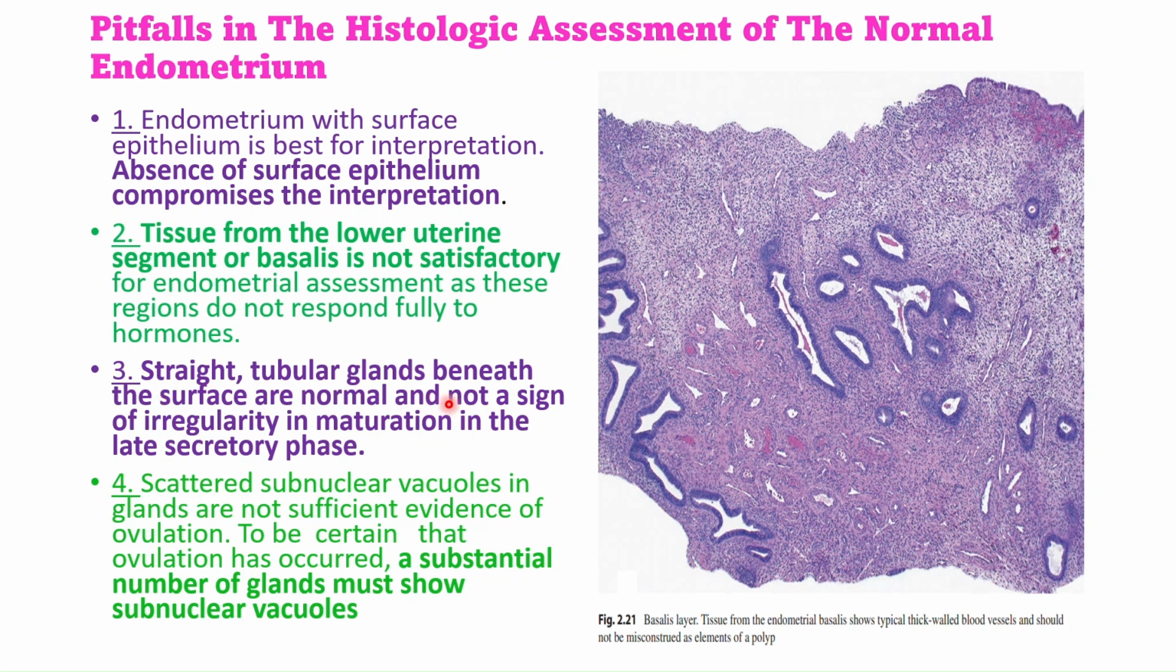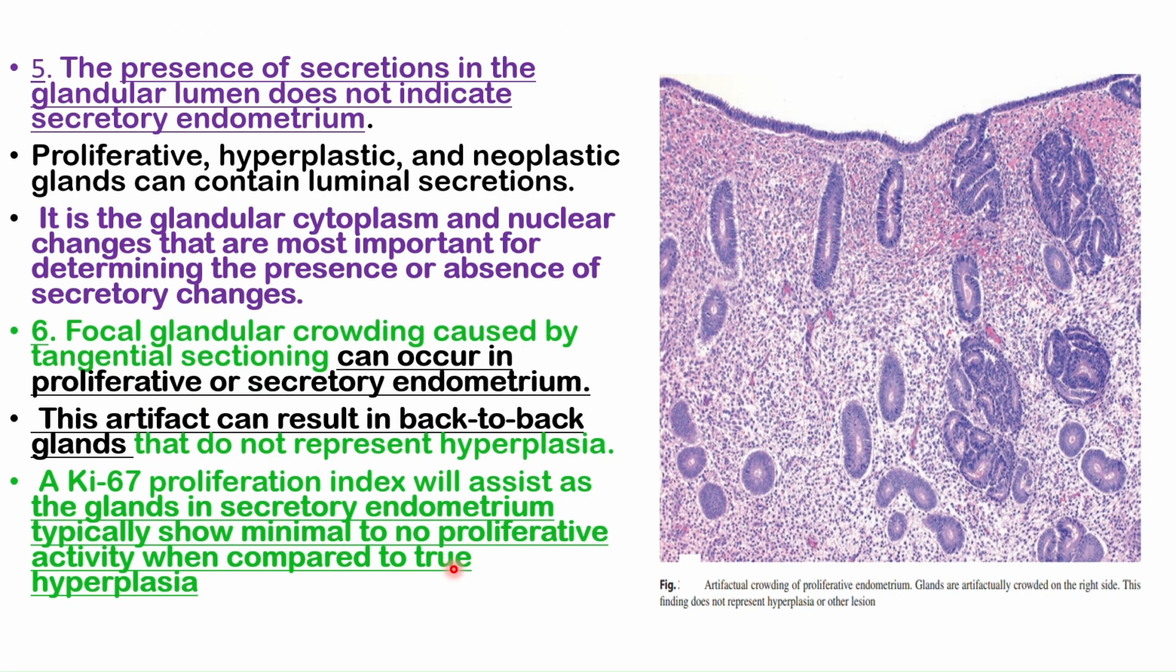Third, straight tubular glands beneath the surface are normal, and it's not a sign of irregularity in maturation in the late secretory phase. Fourth, a substantial number of glands must show subnuclear vacuoles or sufficient evidence of ovulation. Scattered subnuclear vacuoles in glands are not sufficient for dating.